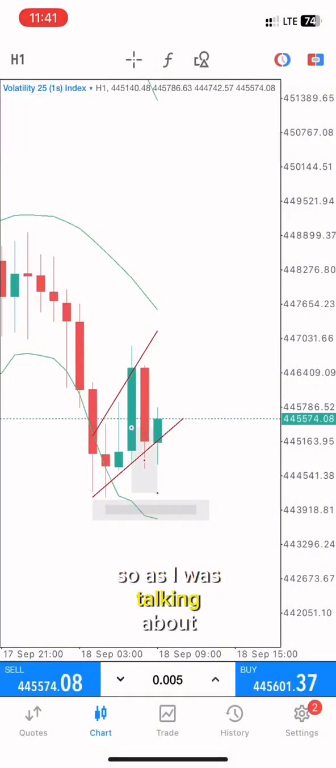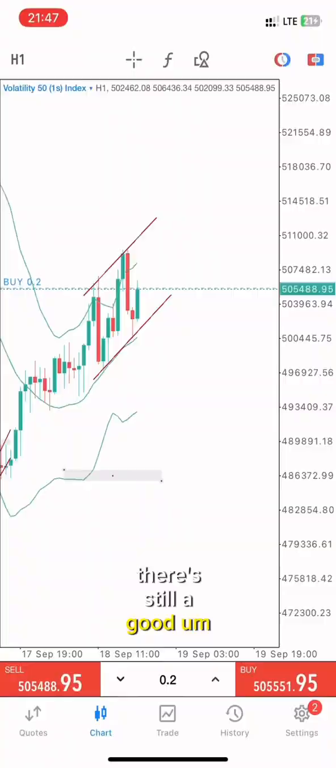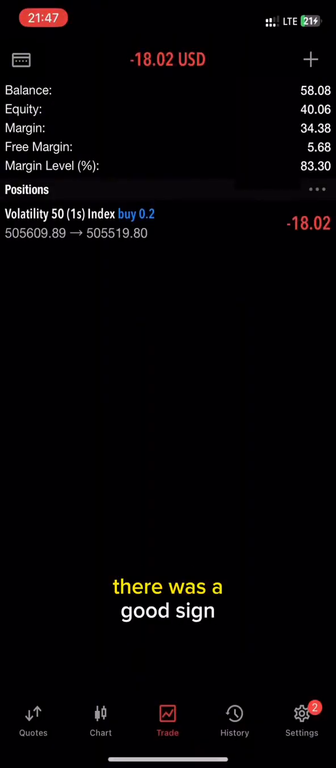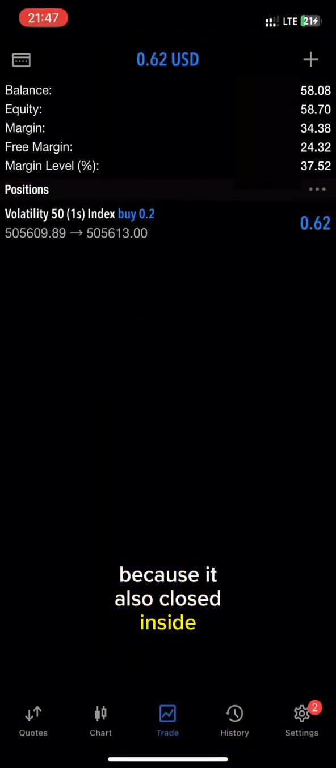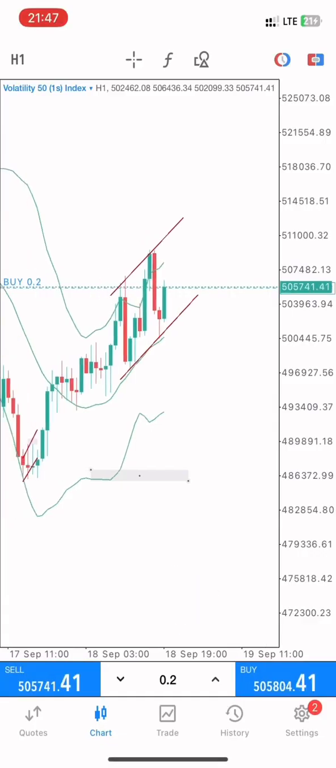So as I was talking about changing time frames, you see I've entered this trade on the 30 minute time frame, but on the 1 hour time frame there was also a good sign because it also closed inside. So it's just giving me more confidence to enter this trade. And here in Volatility 50 (1s), it's even more volatile.